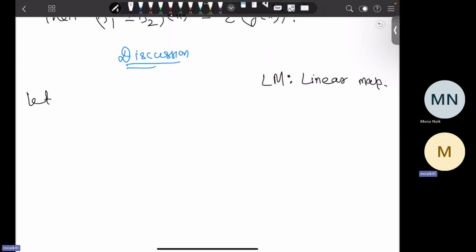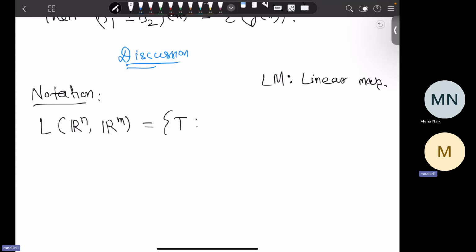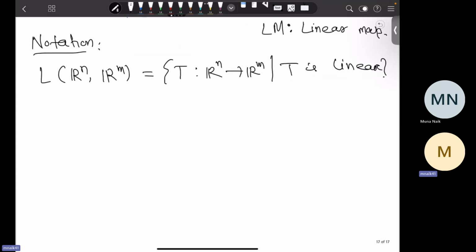Notation: L(Rn, Rm) is the set of all linear maps from Rn to Rm. This is the collection of all maps T from Rn to Rm such that T is linear. Now, L(Rn, Rm) can be identified with M_{m×n}(R).